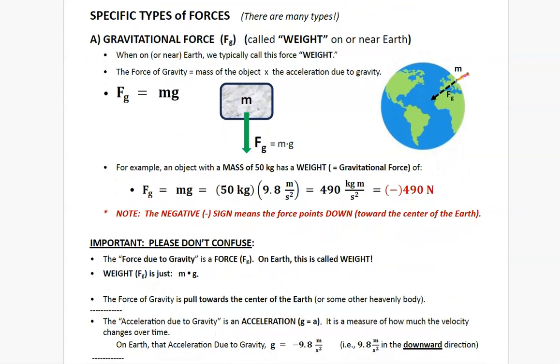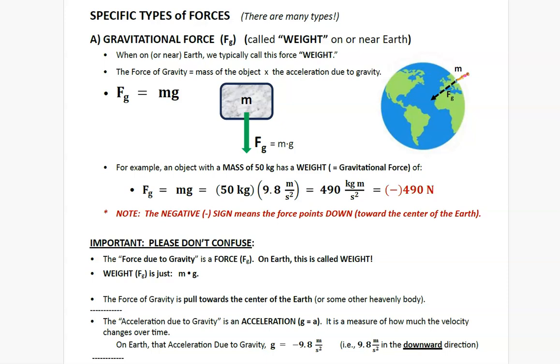Okay, so there are many types of specific forces. And the first and probably the most important for you to understand is the gravitational force, which we abbreviate as F sub G, force sub gravitational. And when this force is on an object that happens to be on the Earth or close to the Earth, we just call that force weight. It's essentially the same term.